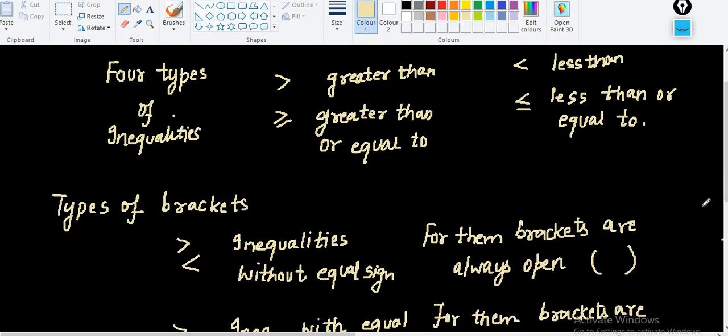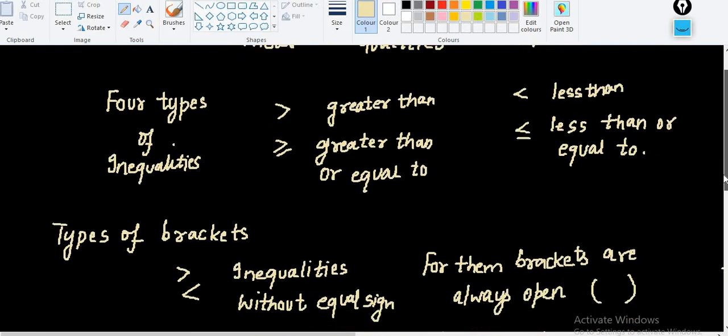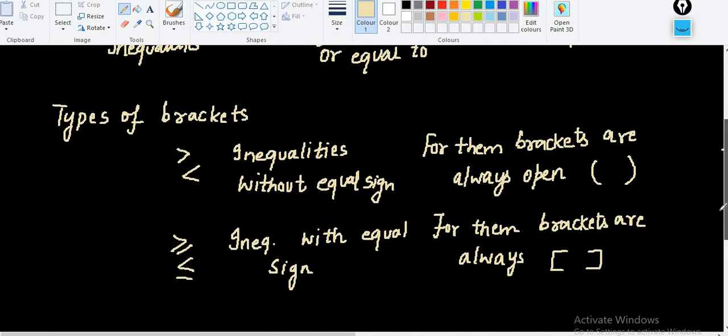In this chapter, linear inequalities, we will be dealing with 4 types of inequalities: greater than, less than, greater than or equal to, less than or equal to. And there will be 2 types of brackets associated with these inequalities. If you have an inequality without equal sign, you will always use open bracket, and if you have inequality with equal sign, then you will always use closed bracket.